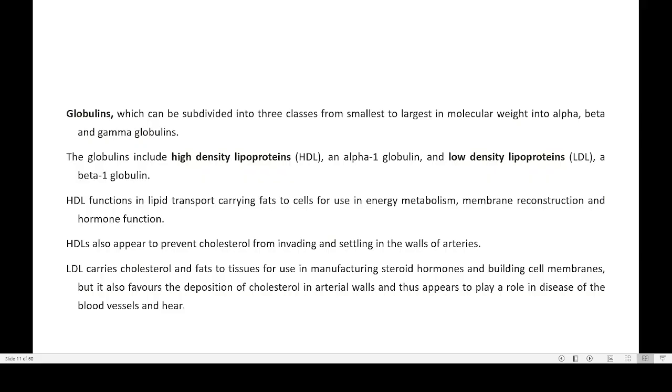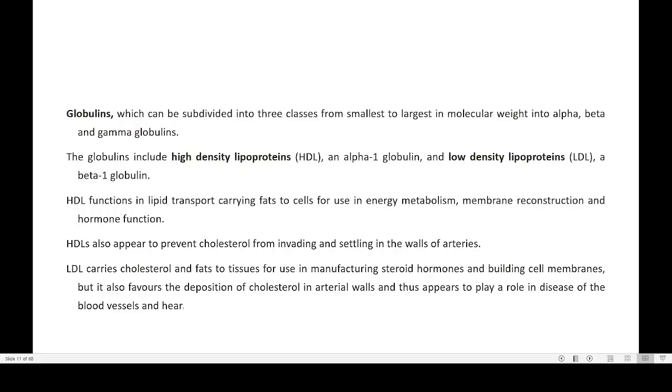One is known as a high density lipoprotein, HDL, an alpha 1 globulin, and the second is low density lipoprotein, known by the name LDL. Sometimes you might have heard about HDL and LDL, especially with regard to cholesterol. So HDL functions in lipid transport, carrying fat to cells in energy metabolism. That is, if there is too much HDL in the blood, what will these HDL proteins be doing?